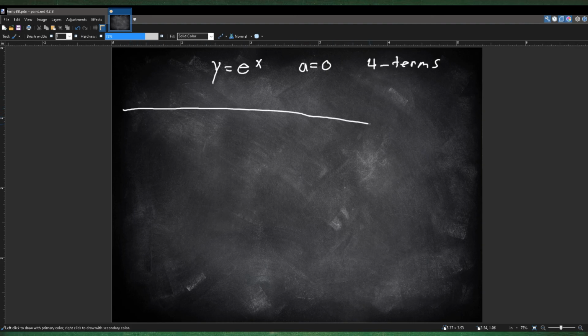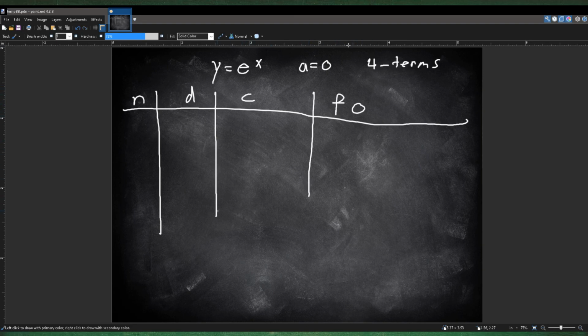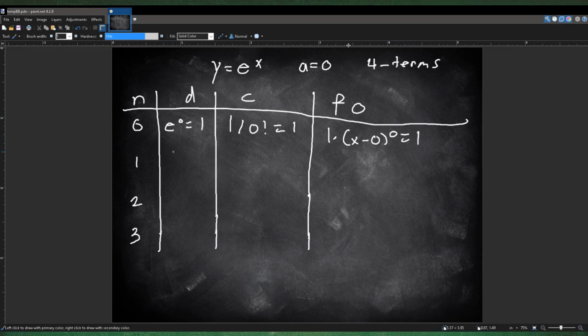So let's make a table again. We have n, our derivative, our coefficient, sorry, that's a c, and our final output. Okay. So our first 4 terms are 0, 1, 2, and 3. So when we have e to the power 0, that's 1, right? 1 divided by 0 factorial, that's 1. And then you have 1 times x minus 0 to the power of 0, that's just 1, right?